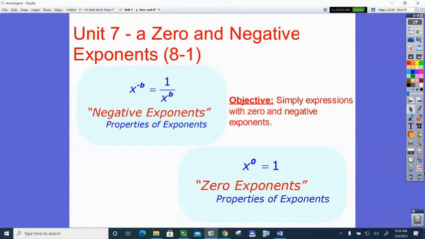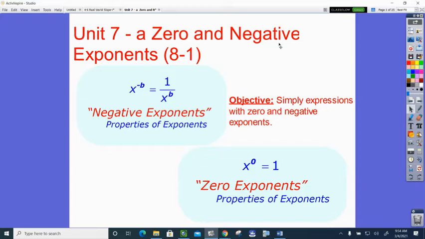So today we're going to start our exponential unit by talking about exponents. This is going to be in your book. It's chapter 8, section 1. It's unit 7 in our curriculum, and we're going to talk about zero and negative exponents.